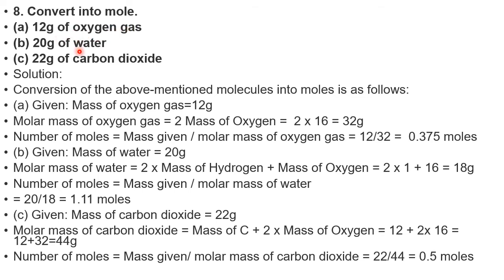Calculate. The mass of water: 2 H, 2 gram, 1 O, 16, total 18. 18 gram means 1 mole. 20 gram means how many moles? In the same way, carbon dioxide, CO2: 1 C equal to 12, 2 O equal to 32, so 12 plus 32 is 44. So the mass of 1 mole of carbon dioxide equals 44 gram. 44 gram means 1 mole. 22 gram means how many moles? It's half mole only. So all this is given here. Kindly go through.